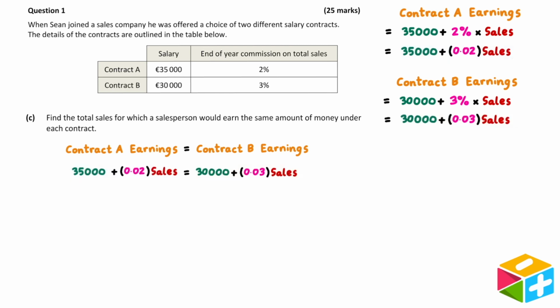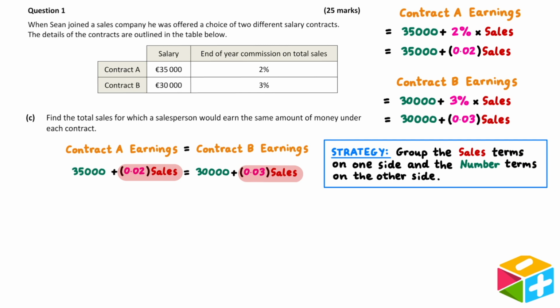The goal here is to find the number of sales. There's a bit of an issue, which is that sales appears more than once in the equation, once on the left and once on the right. The strategy here will be to group together these sales terms on one side and then group together all the number terms on the other side. Let's group the number terms on the left and the sales terms on the right.